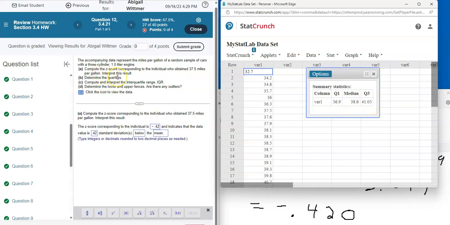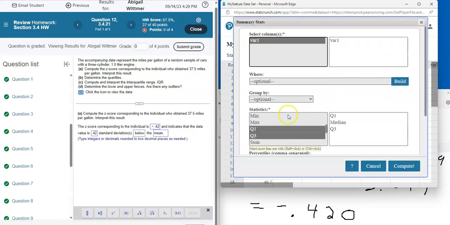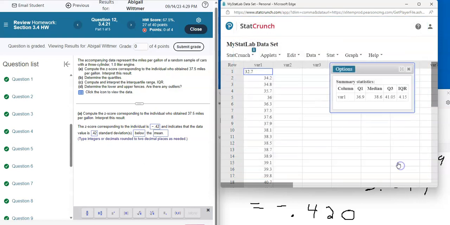Compute and interpret the interquartile range. Well, the interquartile range would just be the third quartile minus the first one, or I could just go in here and add the interquartile range and let the computer do it for me. So the interquartile range is 4.15. Determine if we got any fences.